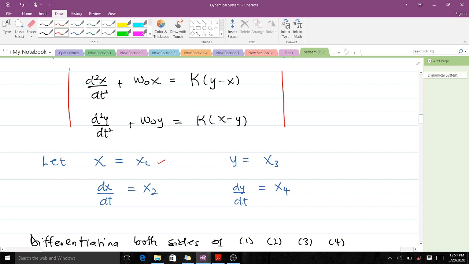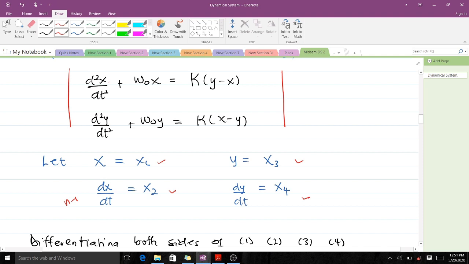So we let it at the n minus 1 order. Then we let y, because we have x here and we have y here. So we let y be equal to x3. As a result, dy/dt will be equal to x4. So you could see we have these 4 equations here, right?